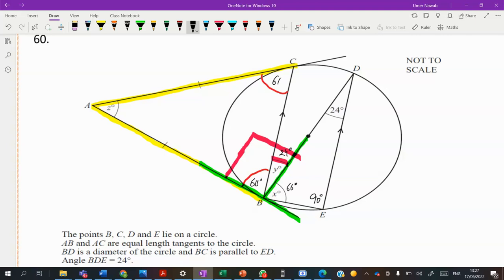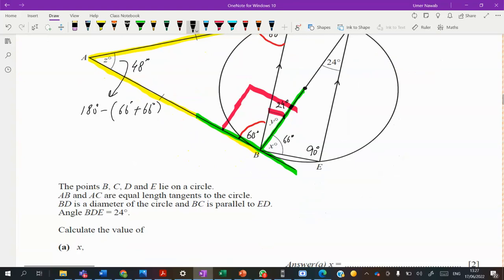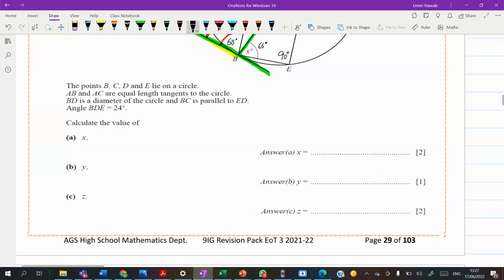So this should be 66. And then angle sum of a triangle property I used. It gave me 48 degrees, because 180 minus 66 plus 66, and that gives you the final answers. So our angles are 66, 24, and 48.